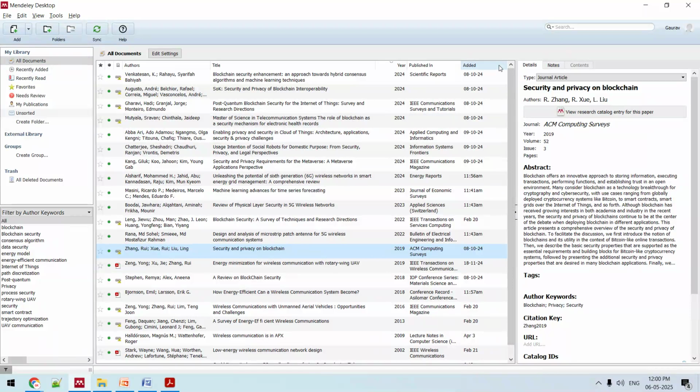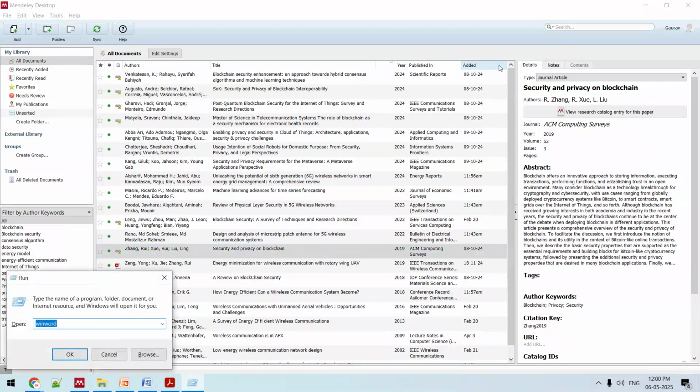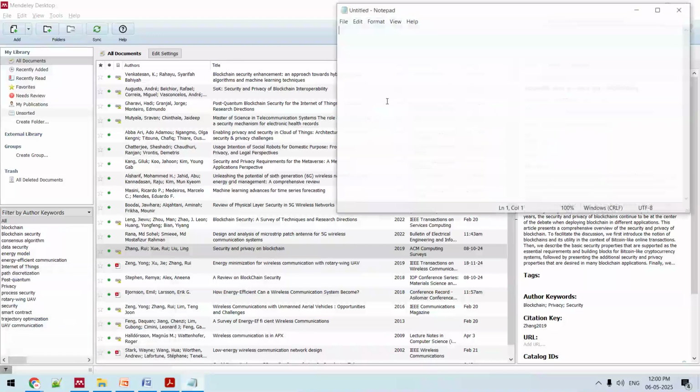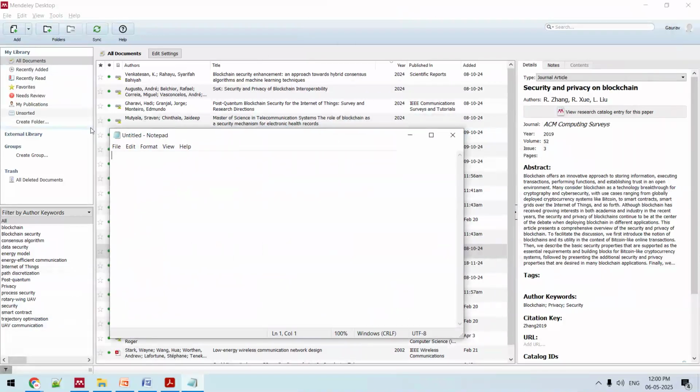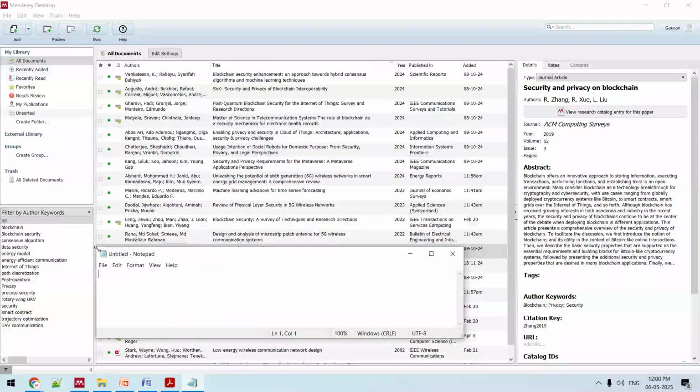Equal number of papers should be available from multiple years. Almost equal number of papers. What is the meaning of almost equal number of papers? For example, I am opening Notepad for your explanation.